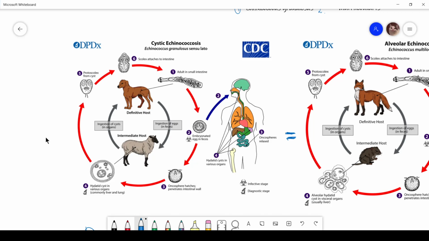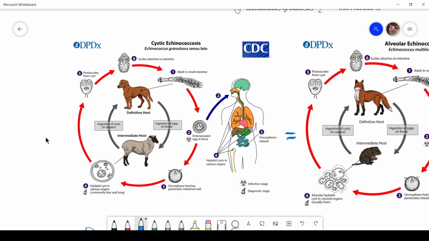Humans are aberrant or incidental hosts and become infected by ingesting eggs of this parasite. Oncospheres are released in the intestine and hydatid cysts develop in a variety of organs. And as I said, in 75% of cases we can find the cysts in the lungs and in the liver.